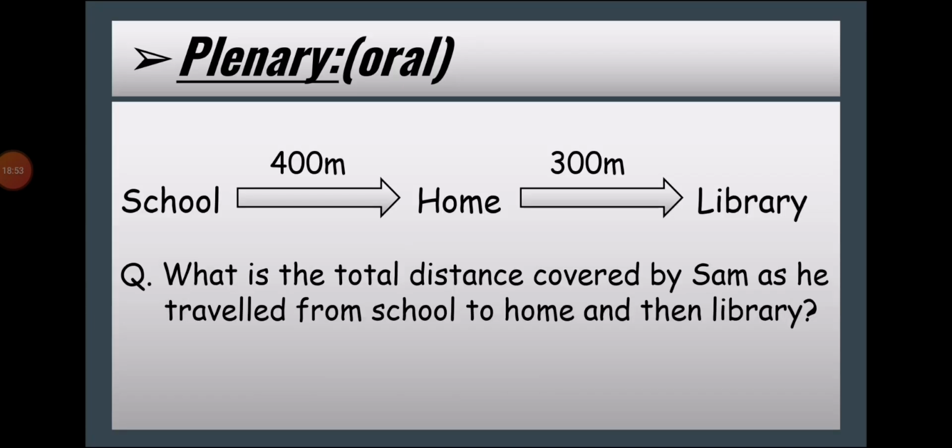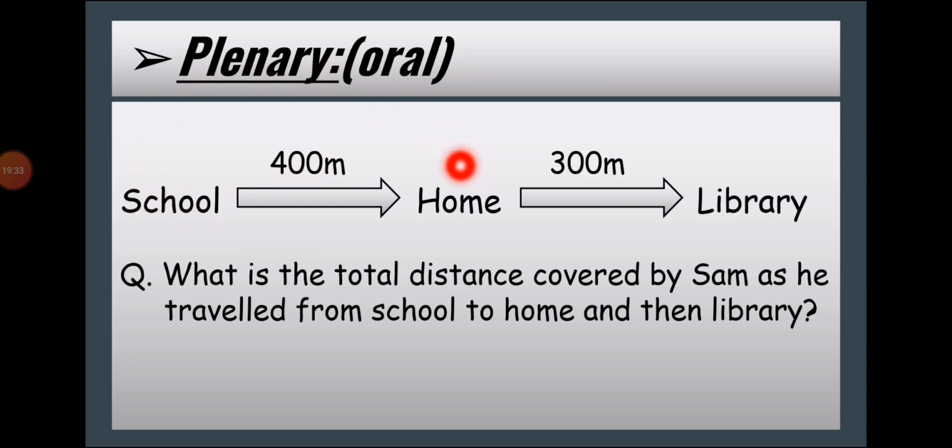Now I'm moving towards our plenary. Here's a question. You can see a map here. School towards home towards library. The distance from school to home is 400 meters. And from home to library, the distance is 300 meters. So, the question: what is the total distance covered by Sam as he traveled from school to home and then library? So we have to find out the total distance covered by Sam from school to home, home to library, or from school to library in total.